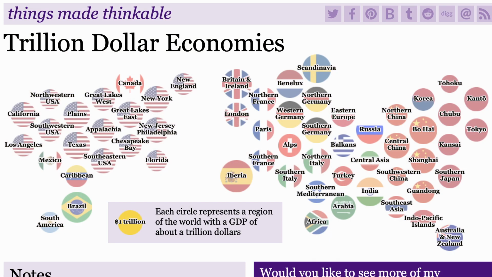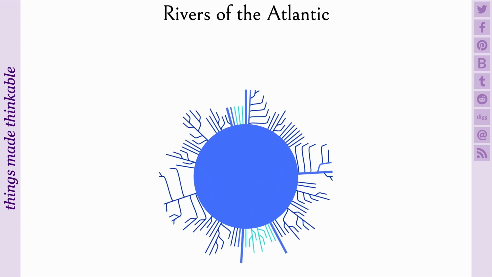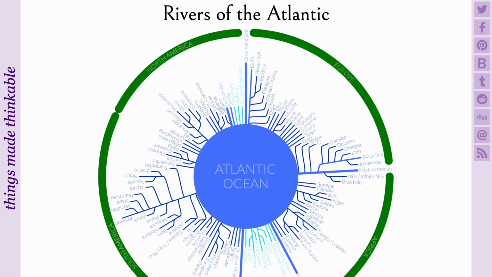If you want to see the results of my changes, you can go to thingsmadethinkable.com and compare and contrast my first visualization, called $1 Economies, circa 2010, 960 pixels wide, with my latest visualization, called Rivers of the Atlantic, circa 2022, scalable.